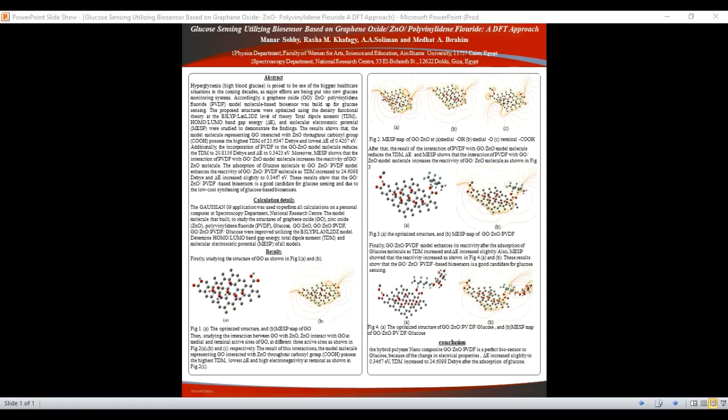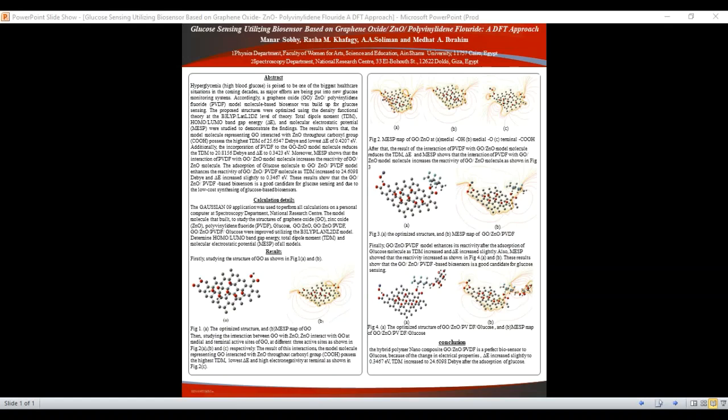Glucose sensing utilizing a biosensor based on graphene oxide, zinc oxide, and polyvinylidene fluoride, a DFT approach, presented by Manor Subhi. Hyperglycemia, high blood glucose, is poised to be one of the biggest healthcare situations in the coming decades, as major efforts are being put into new glucose monitoring systems. Accordingly, a graphene oxide, zinc oxide, polyvinylidene fluoride model molecule-based biosensor was built for glucose sensing.